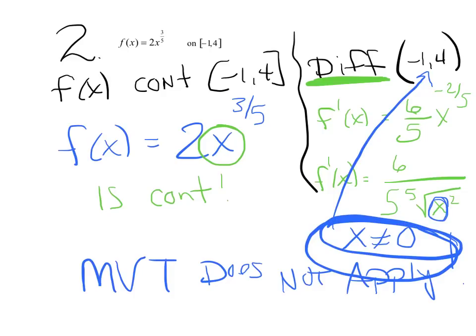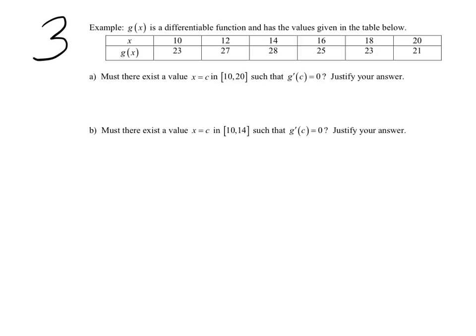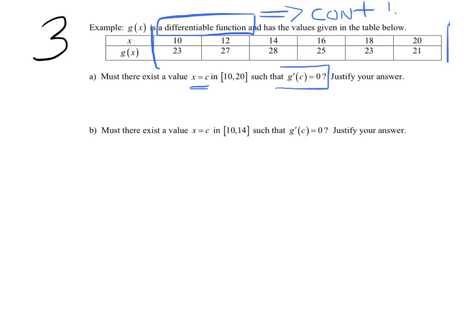All right, so let's attack some AP free response style questions. Example 3. g of x is a differentiable function. So we already know our function is differentiable, and let's underline that, and that implies continuous. If you are differentiable, you have to be continuous. All right, so there's our table, and it says, must there exist a c between 10 and 20, so I'm using from here to here, such that you have a slope of 0, and justify your answer.